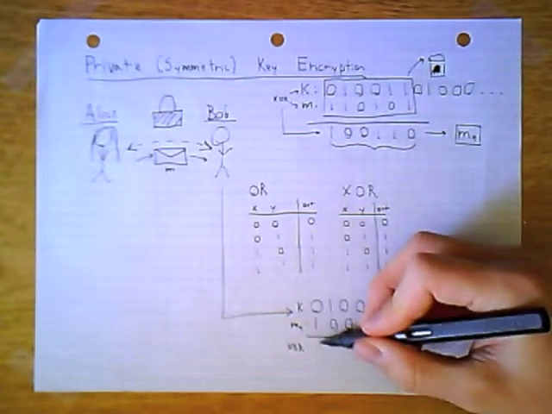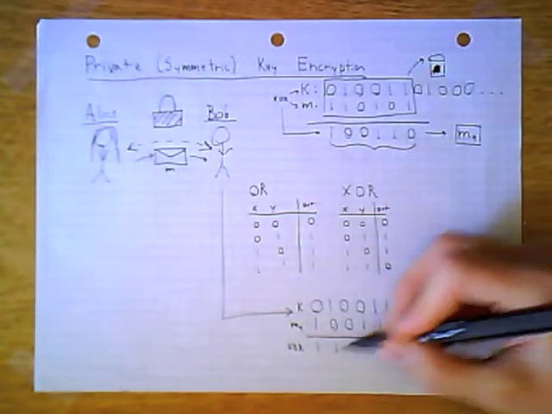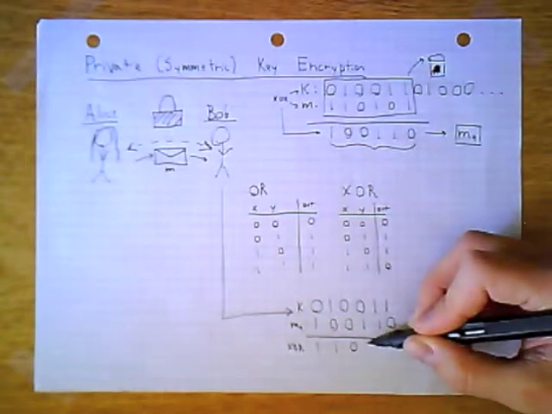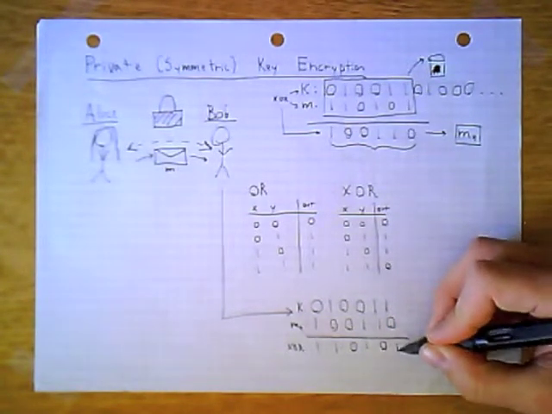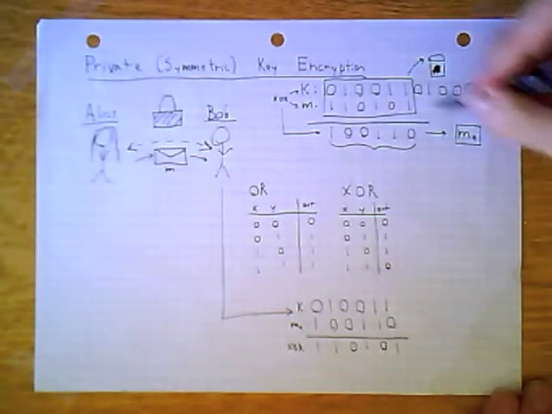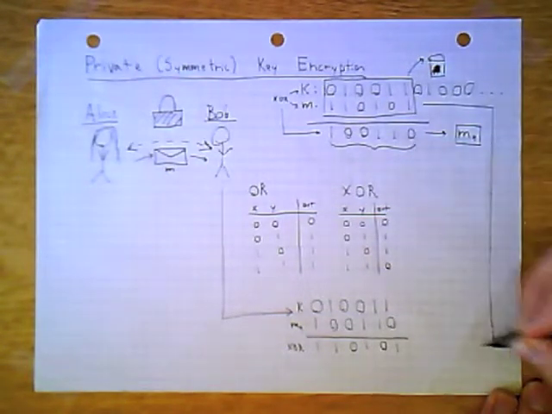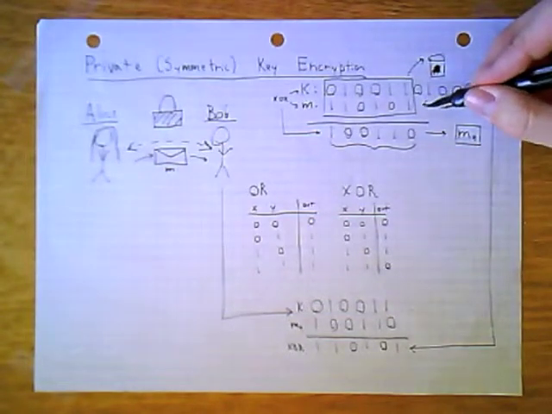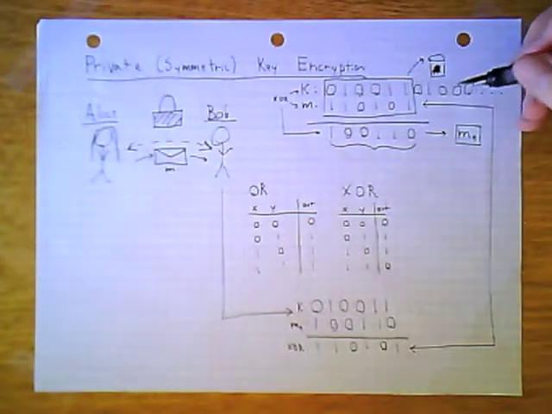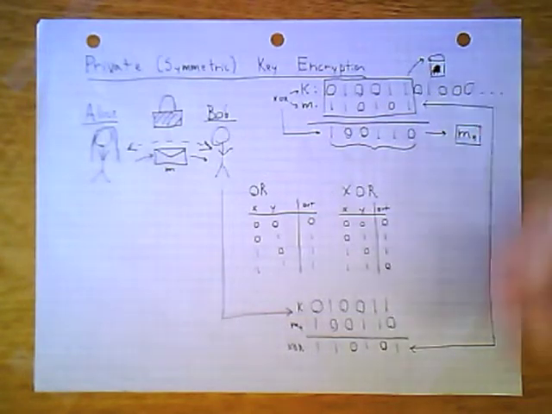And 0 and 1, that's 1. 1 and 0, that's 1. 0 and 0, that's 0. 0 and 1, that's 1. 1 and 1, that's 0. And 1 and 0, that's 1. And as you can see, the output of the decryption is the same as the input for the encryption steps. In other words, the message is identical.